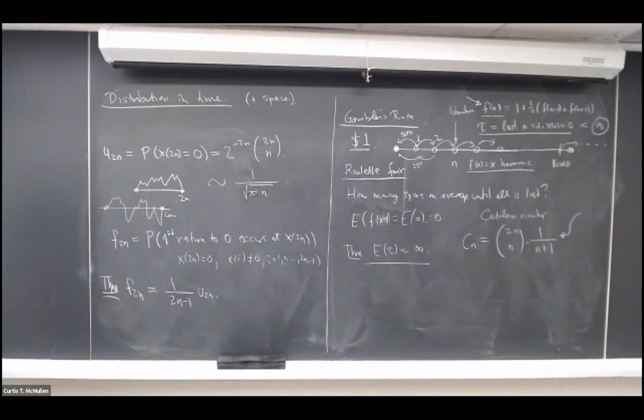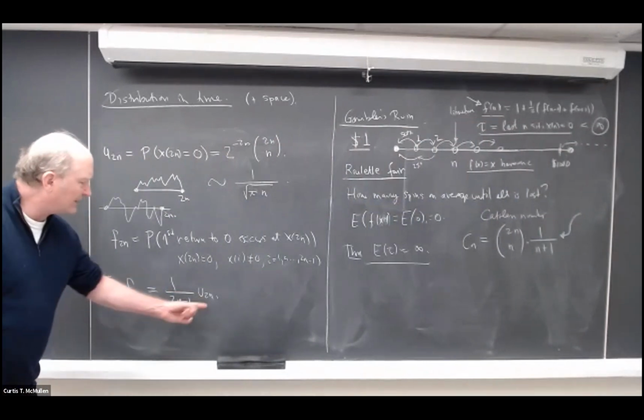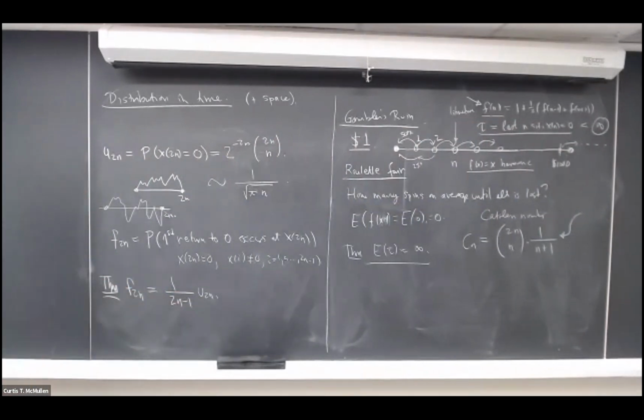And I suspect there's a neat way to make that connection more precise using one of the 10 different definitions of Catalan numbers. But we're going to study why the first return to the origin is so closely related to the probability of returning at all.